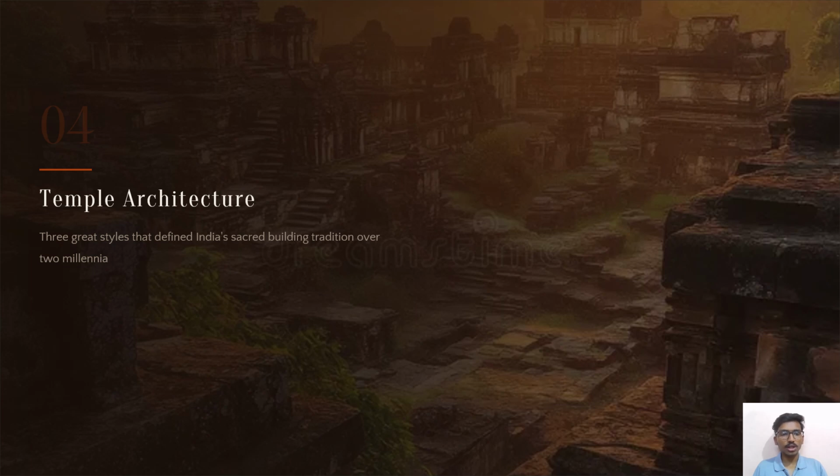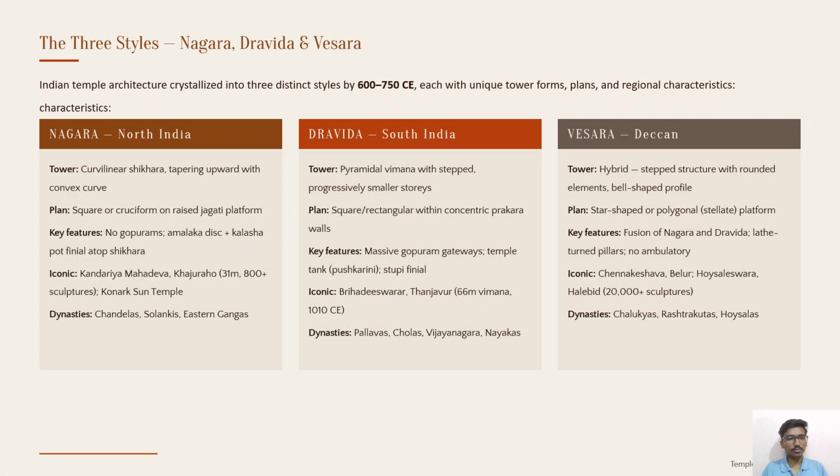Temple architecture. Three great styles that define the Indian sacred building tradition over two millennia. The three styles: Nagara, Dravida, and Vesara. Temple architecture crystallized into three distinct styles by 600 to 750 CE, each with unique tower forms, plans, and regional characteristics. Nagara, North India.